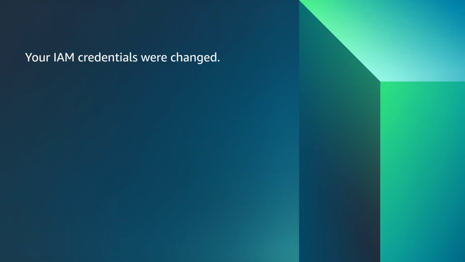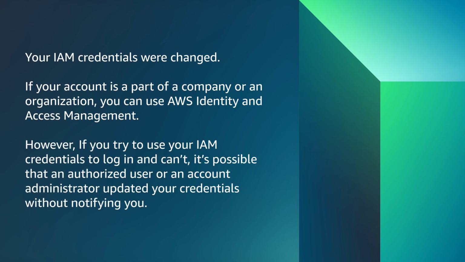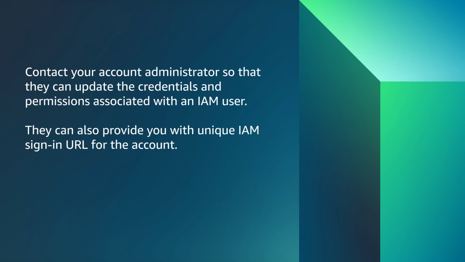Your IAM credentials were changed. If your account is part of a company or an organization, you can use AWS Identity and Access Management. However, if you try to use your IAM credentials to log in and can't, it's possible that an authorized user or an account administrator updated your credentials without notifying you. Contact your account administrator so that they can update the credentials and permissions associated with an IAM user. They can also provide you with a unique IAM sign-in URL for the account.